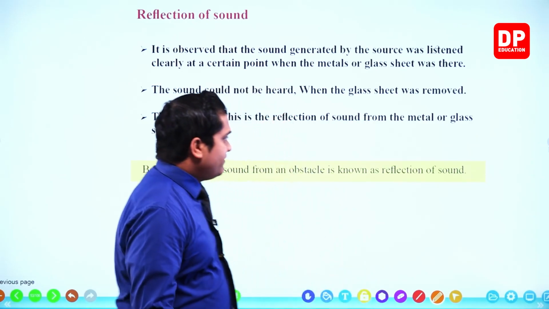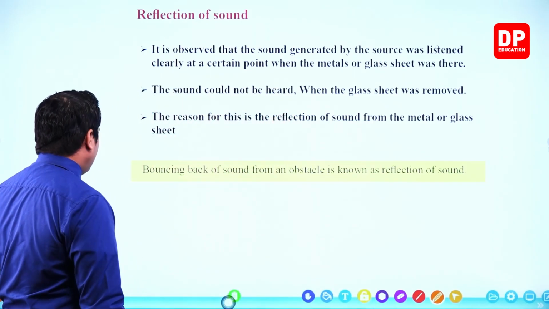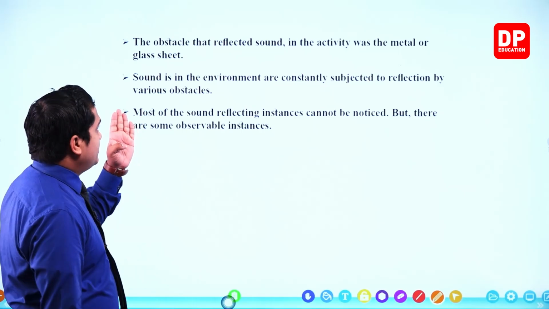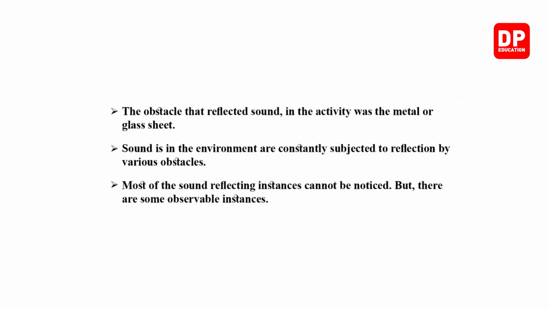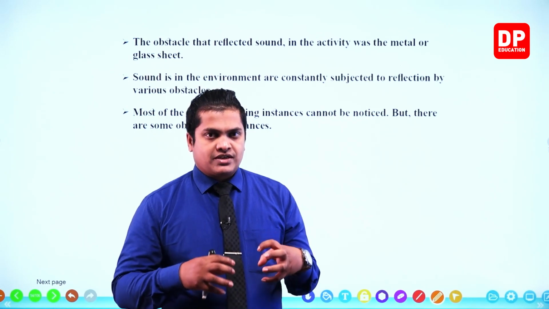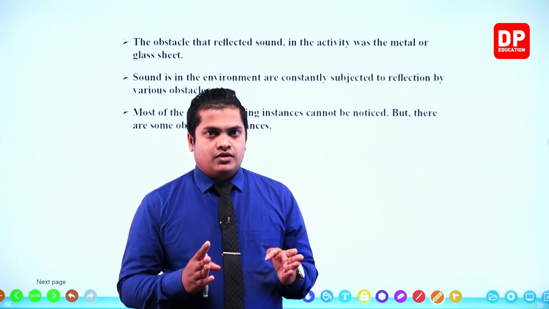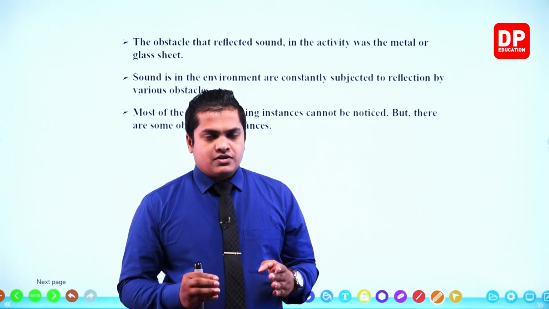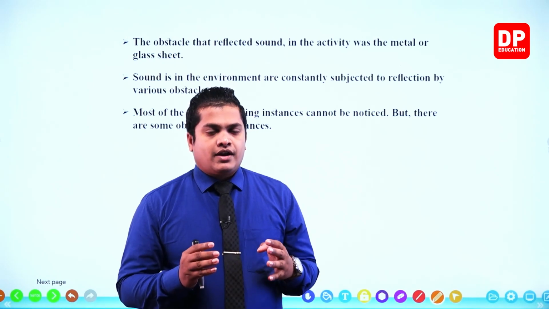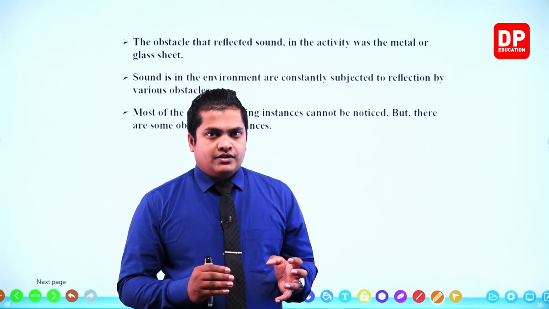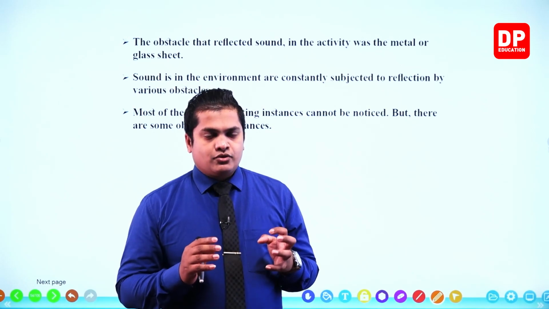So you are given the next point over here, my dear children. The obstacle that reflected sound in the activity was the metal or the glass sheet. In the previous activity which we did, the reflective surface was the glass sheet. So we used the glass sheet to reflect the sound, and because of the reflection of sound through the glass sheet, we can clearly listen to the sound.